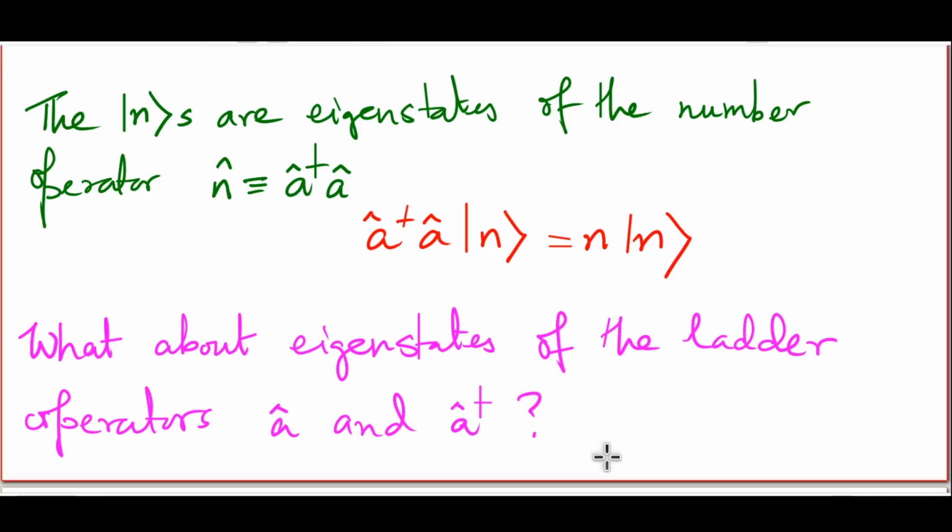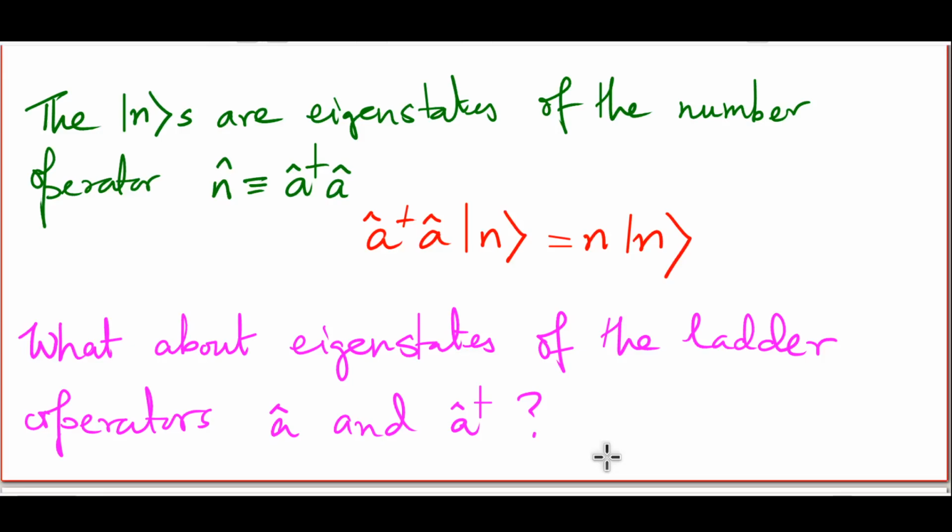Now, the kets n are eigenstates of the number operator. The other important operators in this game, of course, are A and A dagger, and a natural question to ask would be, what are the eigenstates, if any, of these ladder operators A and A dagger? Now, because A and A dagger are non-Hermitian, you may find this question a bit surprising at first if you have not seen this already, simply because eigenstates of non-Hermitian operators are not that useful, usually, in quantum mechanics. But it turns out that the eigenstates of the operator A are actually very, very important, and these are nothing but what we call the harmonic oscillator coherent states.